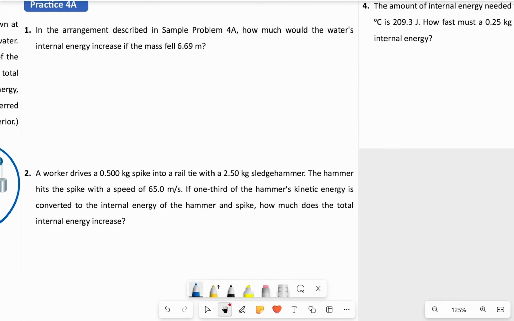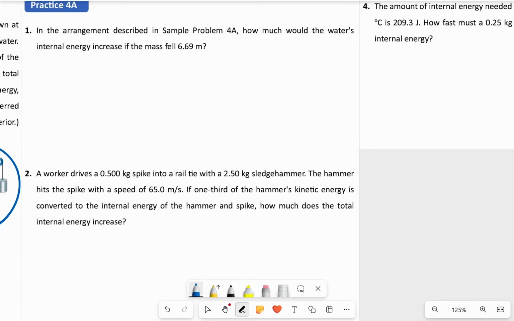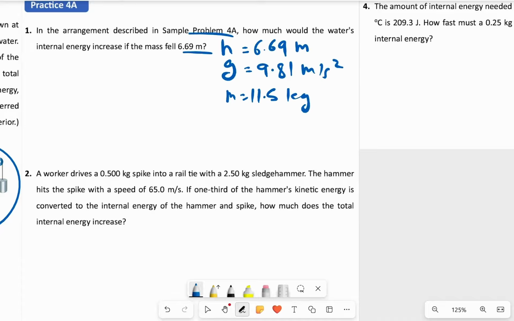Now, practice 4A. In the arrangement described in sample problem 4A, how much would the water's internal energy increase if the mass fell 6.69 meters? So here, height has changed. Height is equal to 6.69 meter. Gravity then will be equal to 9.81. And mass hasn't changed because this is sample problem 4A, and mass is equal to 11.5 kilogram. Okay, use the same equation. Delta U, which is internal energy, is equal to PE, potential energy. Delta U will be mgh.